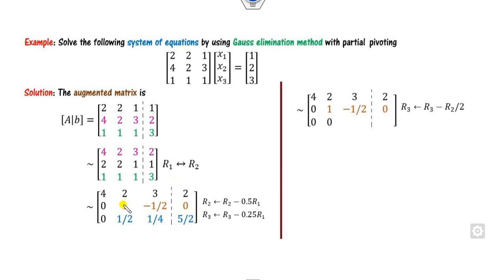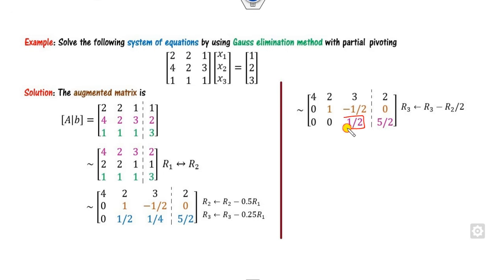Then you can make this element a box, and write 0 below. What is the value of this? You can see it's 1 over 4 minus minus, plus 1 over 4 divided by the box element. It is 1 over 2. This value will be 5 by 2 minus 0. It's 5 by 2 divided by the box element.